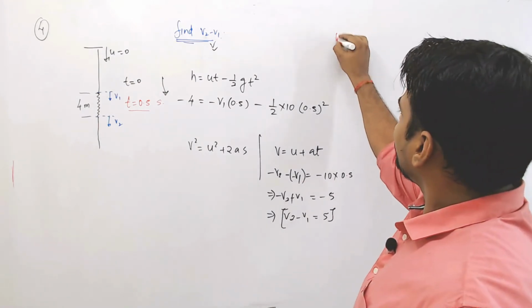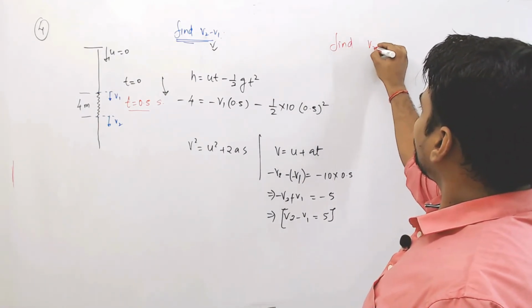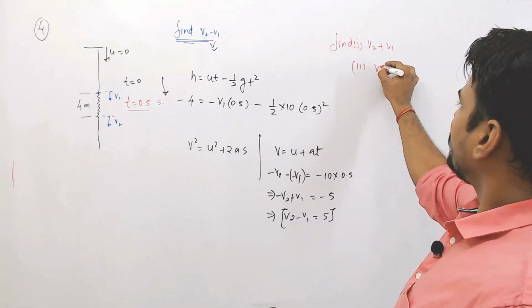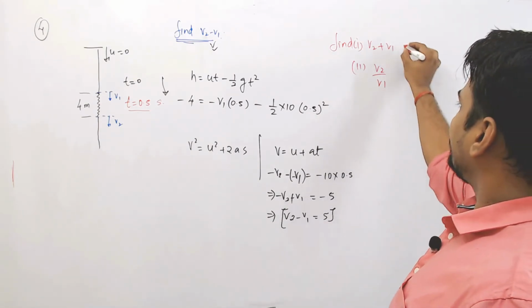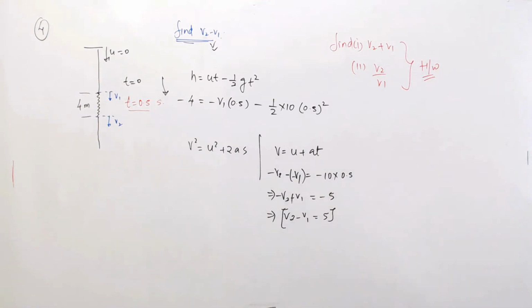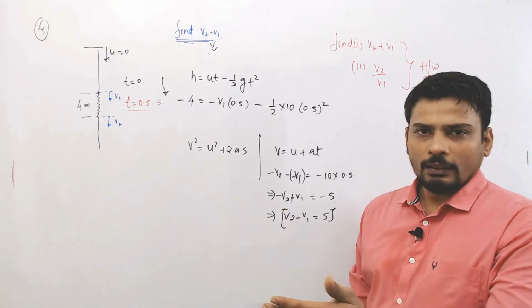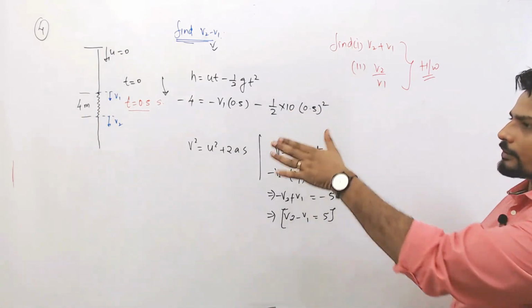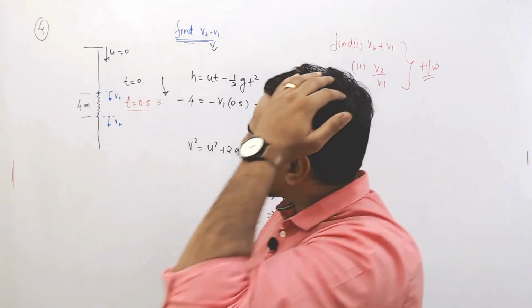Now, you guys have a homework over here. You have to find V2 plus V1. Also, you can find V2 upon V1. These are the two homework questions for you. Once you're done, let me know the answer in the comment box if you have actually done it. If not, I'm going to discuss with you in the next session. I also want to see how many people are able to do this.